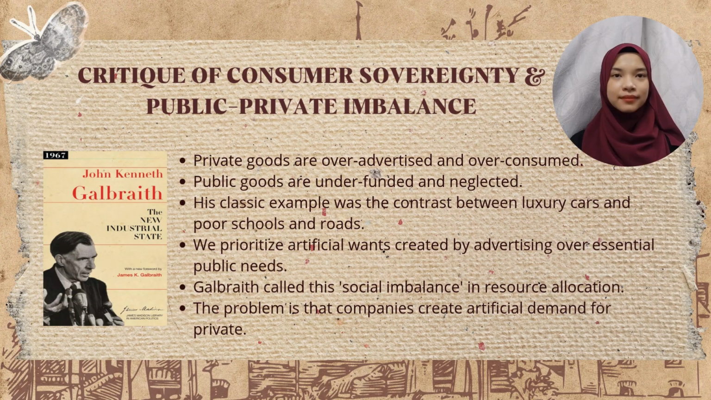Galbraith's most powerful critique focused on consumer sovereignty and the imbalance between public and private sectors. He argued that private goods are over-advertised and over-consumed, while public goods are systematically underfunded and neglected. His classic example was the contrast between luxury cars and both schools and roads. We prioritize artificial wants created by advertising over essential public needs like education, healthcare, and infrastructure.